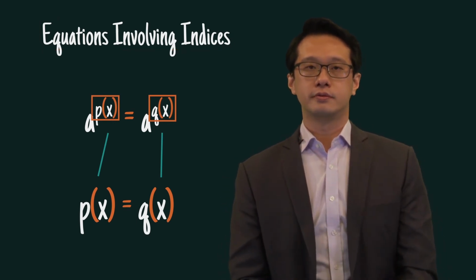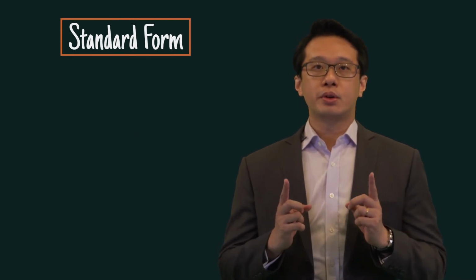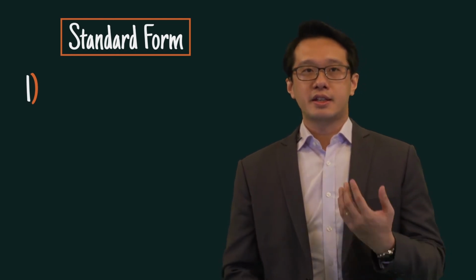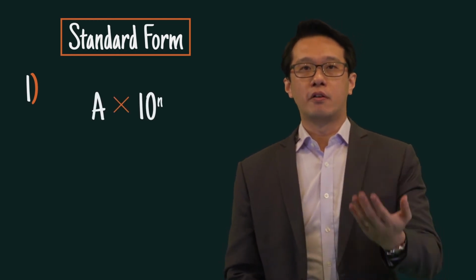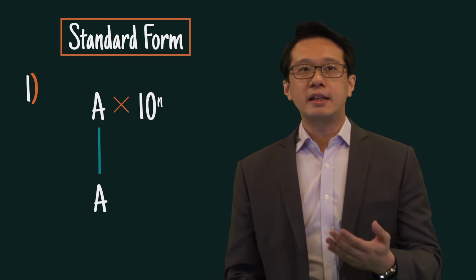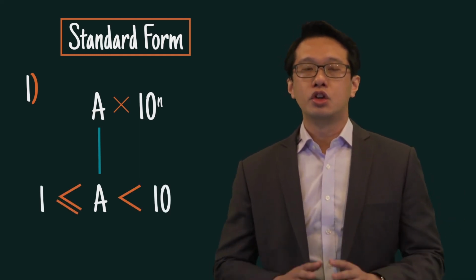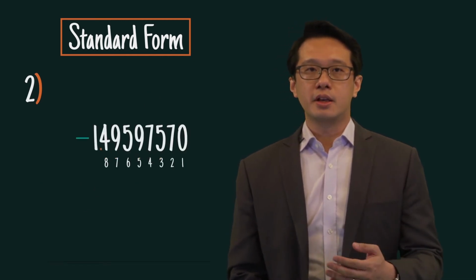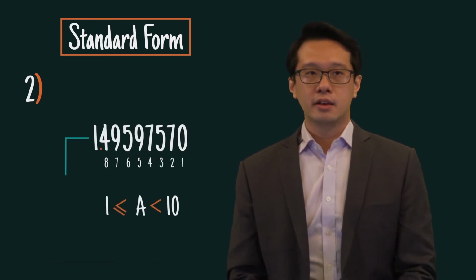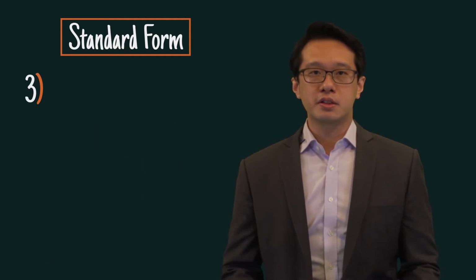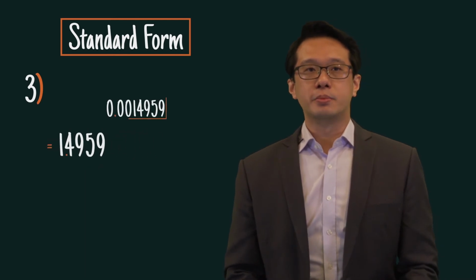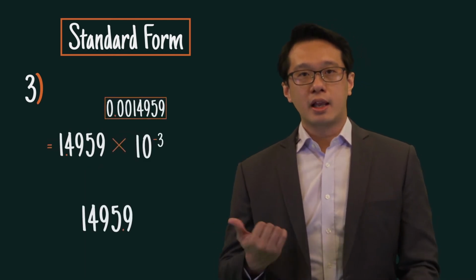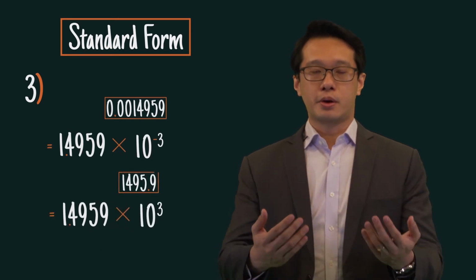For standard form, it is always important to remember our first principles, which is number 1, it is expressed in the form of a times 10 to the power of n. A is any number between 1 to 10, not inclusive of 10. Number 2, move the decimal point such that the number is between 0 and less than 10. Number 3, count the number of places we move the decimal. By moving the decimal right, we can expect the index to be negative. By moving the decimal left, we can expect the index to be positive.